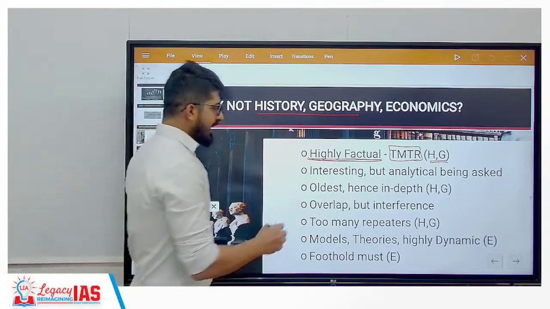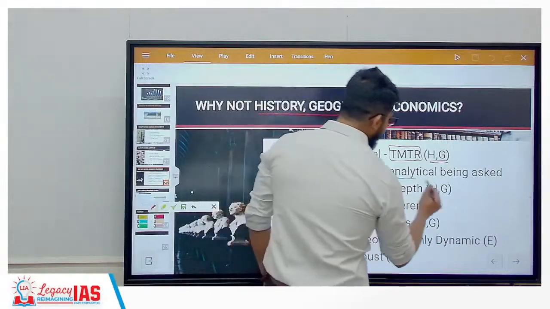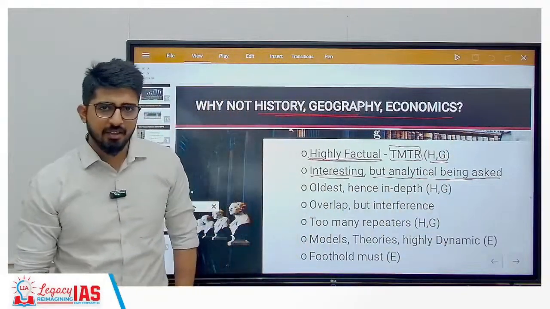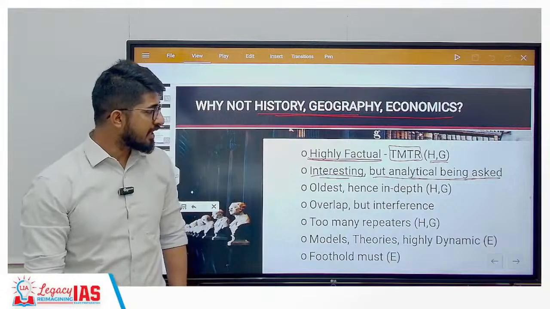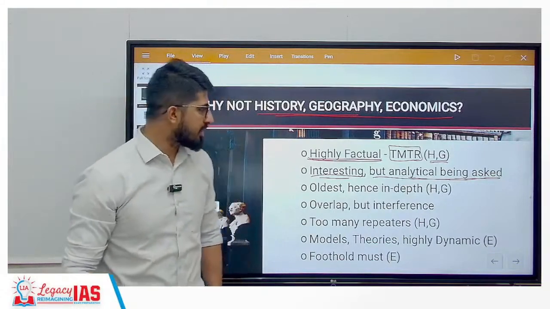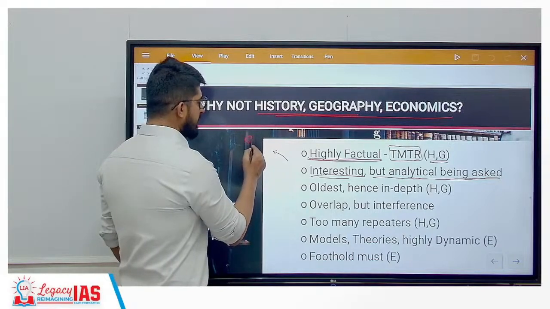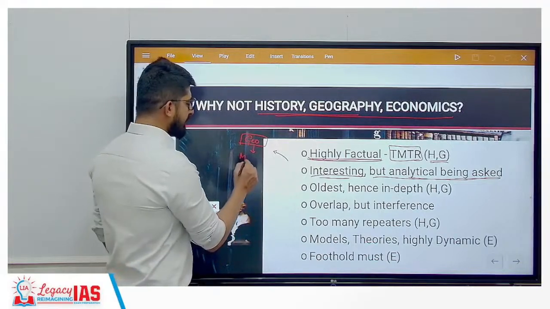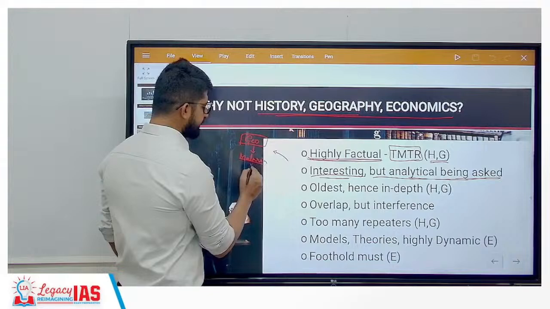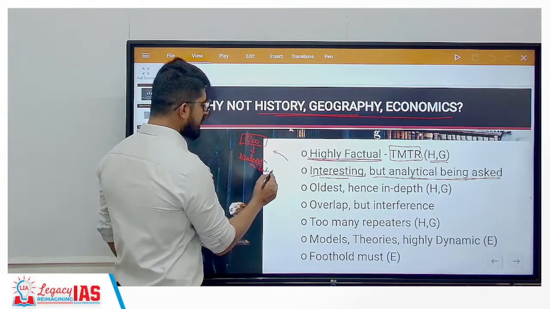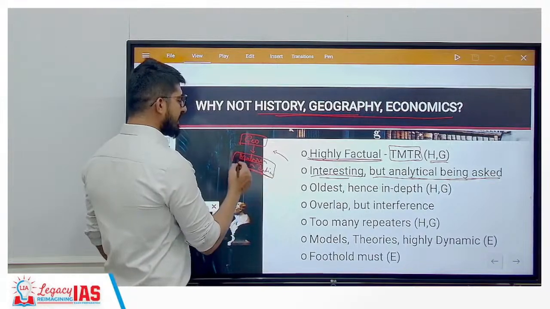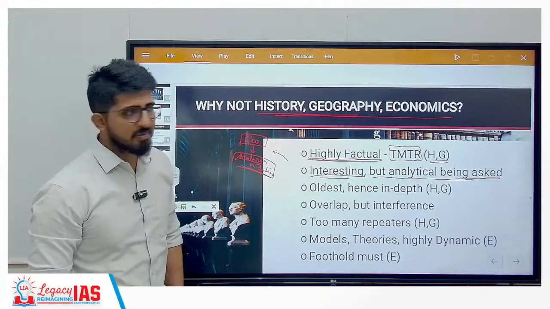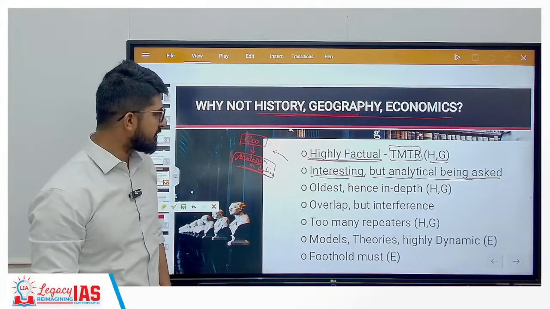And then, interesting, but analytical questions are being asked for all the three. They are interesting, but a lot of analytical questions are being asked. In geography, they might ask a question related to the spread of malaria in India, the geographical spread and the factors related to it. But they had asked a question related to the spread of malaria in South Africa, the geographical factors responsible. Now, that becomes quite a stretch to answer.